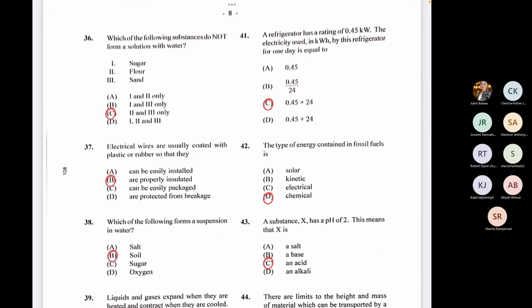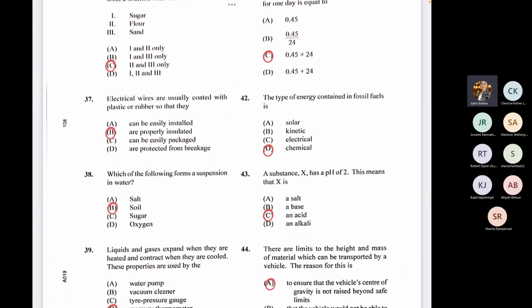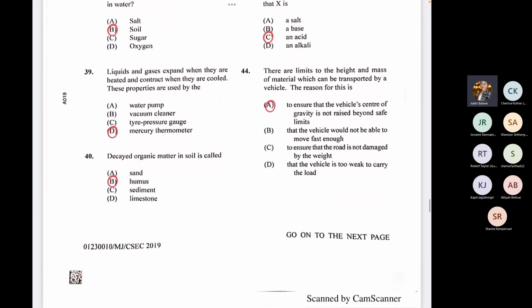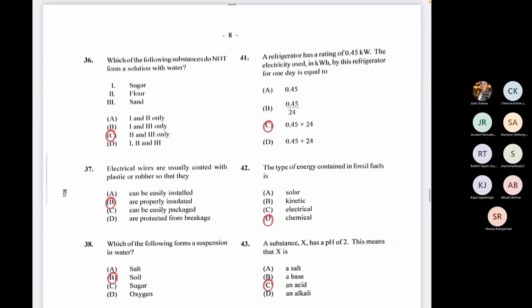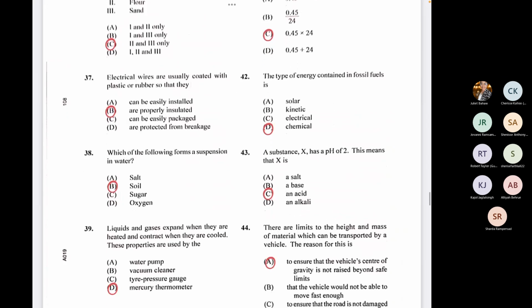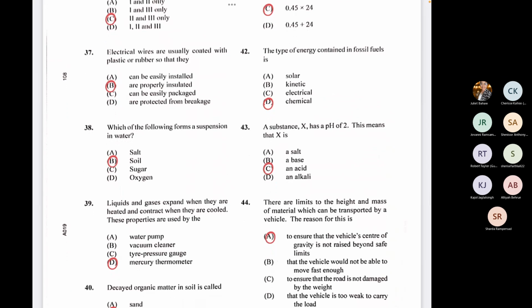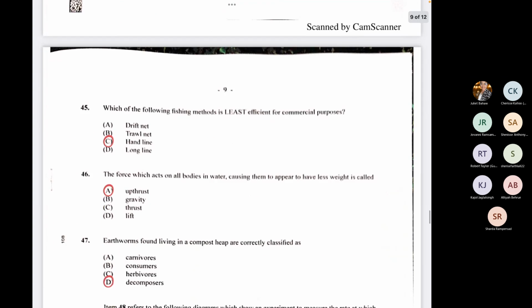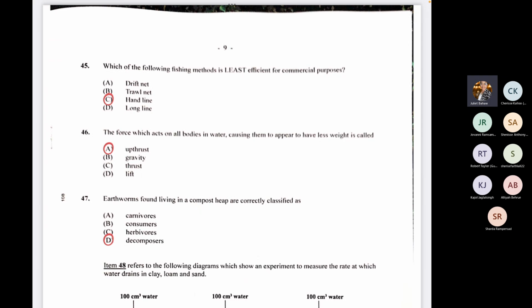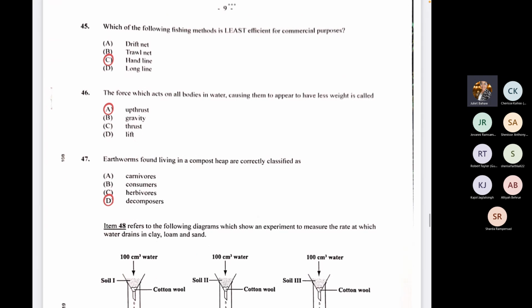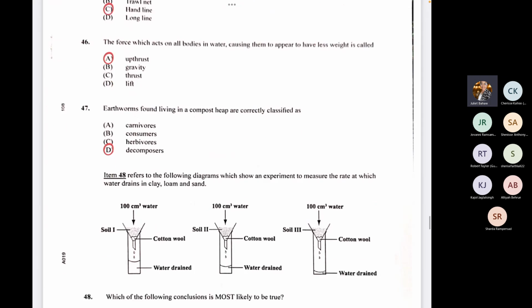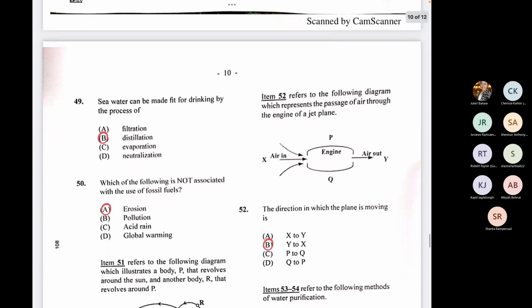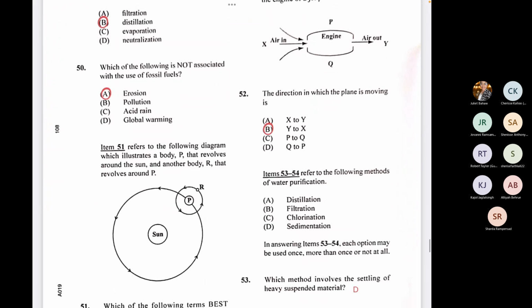36, C. 37, B. 38, B. 39, D. 40, B. 41, C. 42, D. 43, C. 44, A. 45 is C. 46 is A. 47, D. 48, C. 49, B. 50, A.